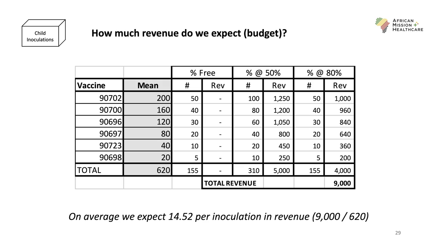And if we do the math, 9,000 in revenue and 620 inoculations, on average we expect to get $14.52 in revenue for an average inoculation. So hopefully that makes some sense to you. The math is pretty simple, but it is a little bit detailed.